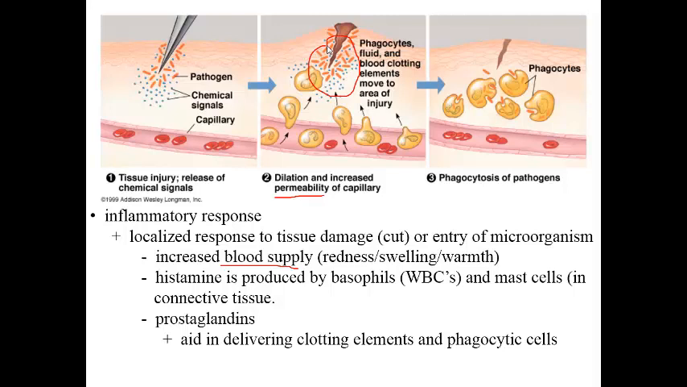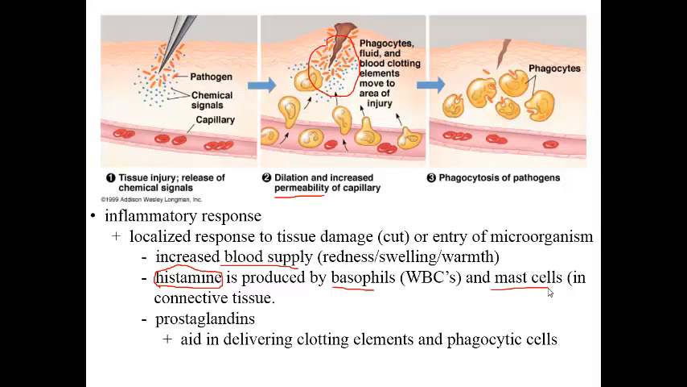The inflammatory response is caused by one major chemical released, and that chemical is called histamine. Histamine is the major chemical messenger used to trigger inflammation. It's produced by two types of cells. One's a type of white blood cell called the basophil, and two is a mast cell that is found within connective tissue.